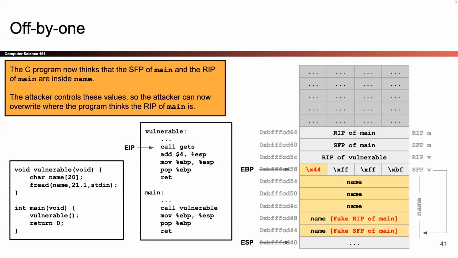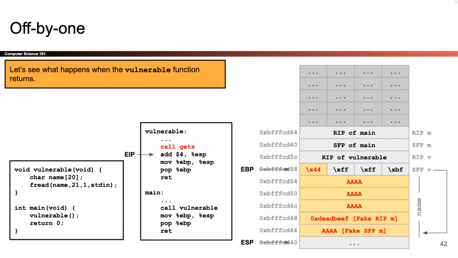So suddenly, because I've confused the C program a lot, now I know where to put my address of shellcode. Where should I put my address of shellcode? I should put it where the program thinks the RIP is. So I've done 2 things. I've confused the program by making it think there's an RIP halfway through main, or 4 bytes above the start of main. And then where the program thinks the RIP is, that's where I stick the shellcode.